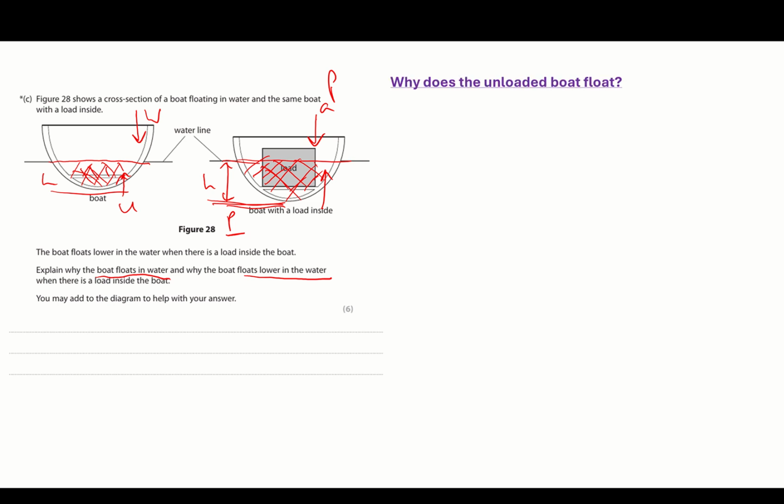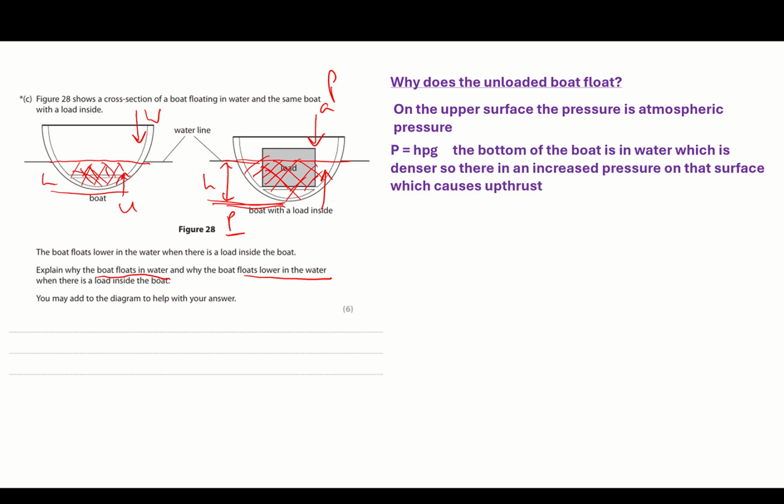So why does the unloaded boat float? So on the upper surface, the pressure is atmospheric pressure. Pressure equals H rho G. The bottom of the boat is in water. Water is denser. So there's an increased pressure on that surface, and this causes upthrust. The boat displaces its weight in water, and the weight of the boat is equal to upthrust. So we're just saying these forces are balanced, and the upthrust is due to the pressure difference between the top and the bottom, because H changes. If I just circle that, so because that changes.